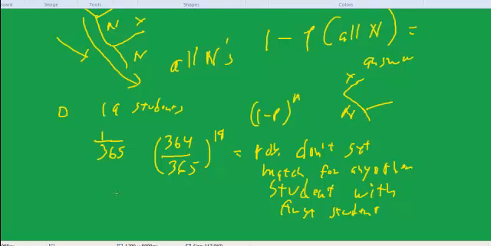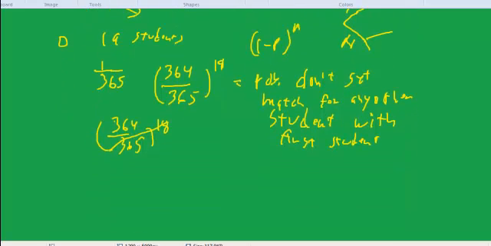In the next branch, I was going to say it would be, since I've taken a student out of the room, 364 over 365 to the 18th. Then one of my students pointed out that that's actually not going to be right. What I'm going to have to do is not just take a student out of the room when I move on to the next student, but I also have to take a birthday out of the picture.